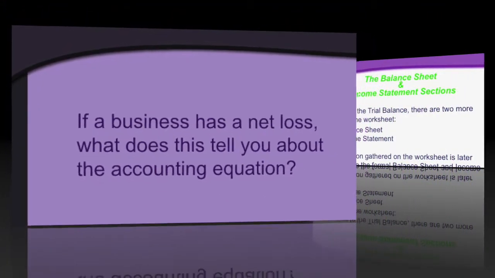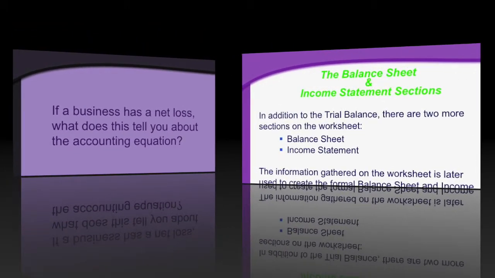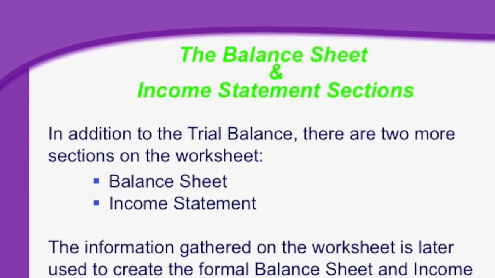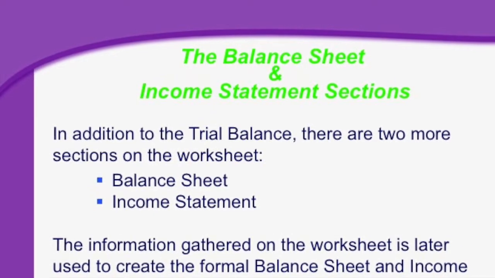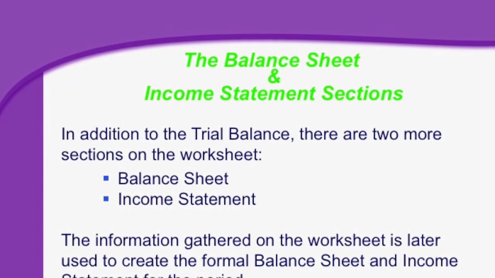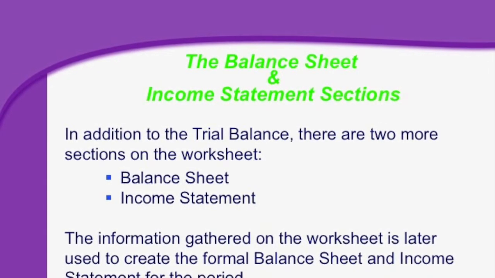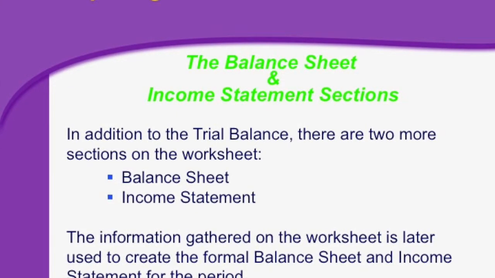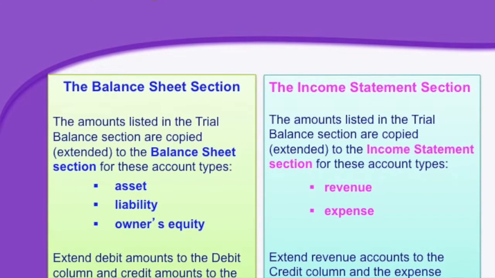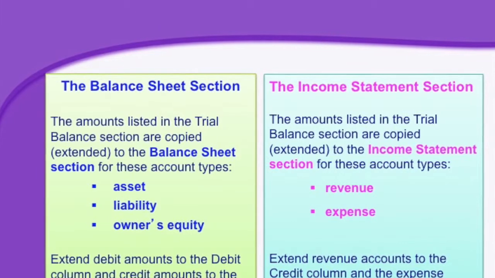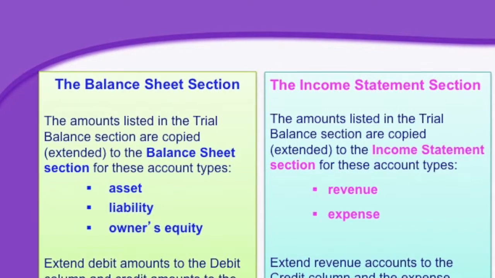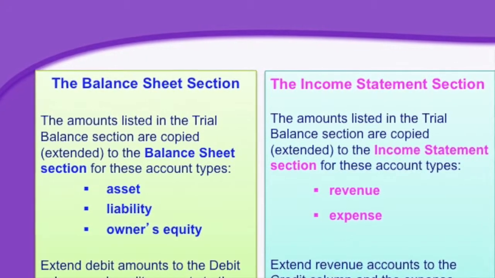Now on to the new and exciting stuff, completing the balance sheet and income statement section. As you've noticed, there is a trial balance on the worksheet, and there are two additional sections, the balance sheet and the income statement, which are both new to you. The information gathered on the worksheet is later used to create the formal balance sheet and income statement for the period. The important information to remember is that the balance sheet section contains the assets, liabilities, and owner's equity information that you copy over or extend into the balance sheet section.